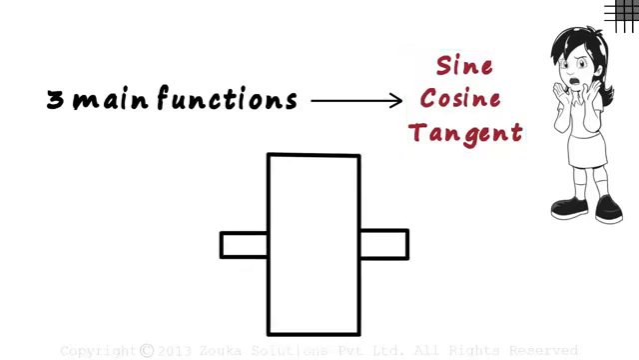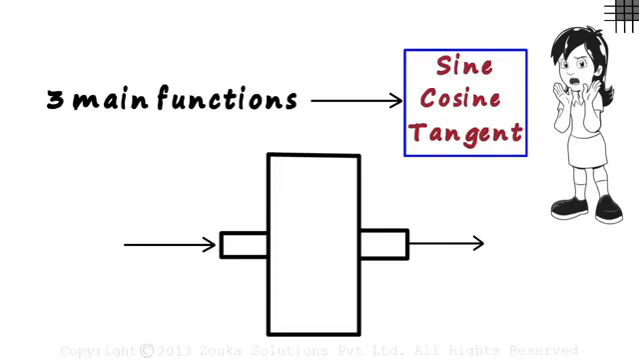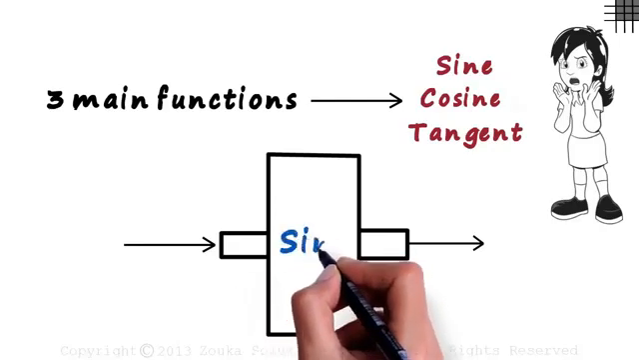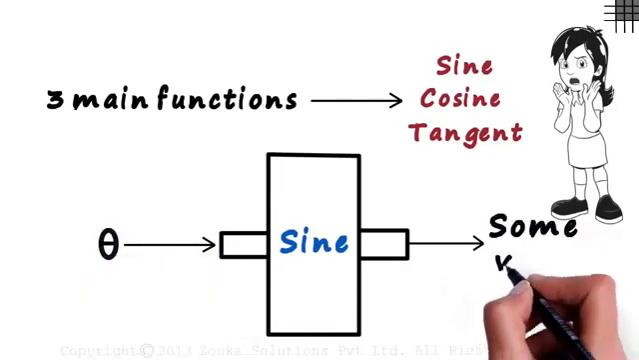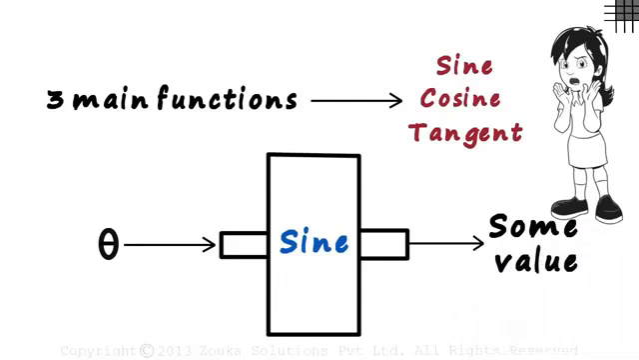We have learned what functions are. A function takes some input, carries out a particular operation on it, and gives us an output. These three names are just fancy names given to functions, nothing else. Let's assume this is a sine function. Say it takes in a random value theta. It does some operation inside to give us some value. What value? What operation? That depends entirely on the triangle.